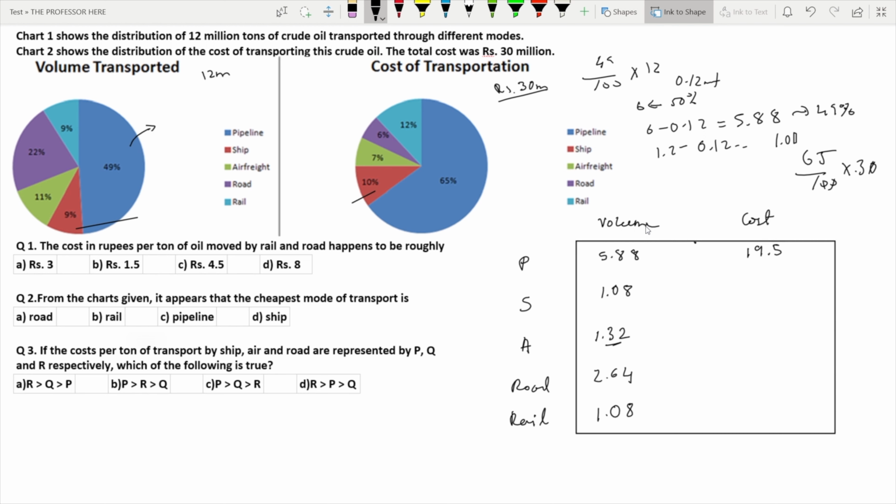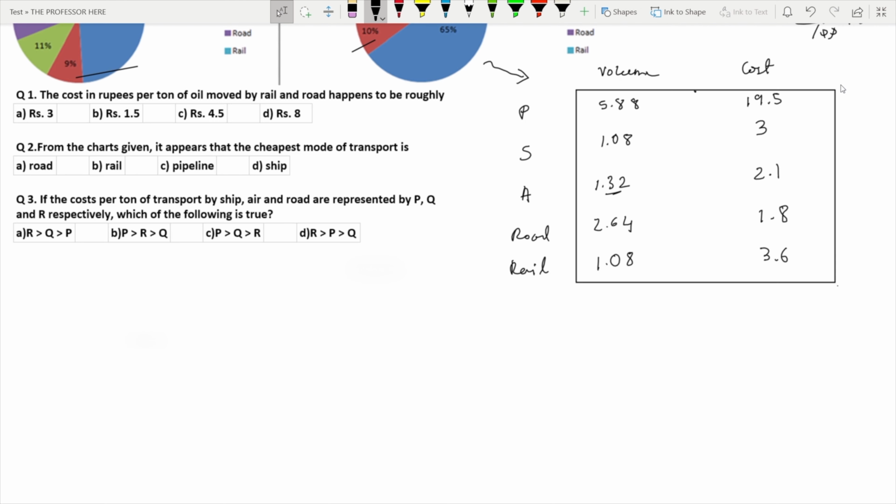10% of 30 million rupees is 3 million. For air freight represented by green color, it is 7%, which means 2.1. 6% means 1.8. Next one is rail, which is 12%. We have already found 6%, which is 1.8. So all you have to do is multiply it by 2. You will get 3.6. So now we have transferred all the data values from the two pie charts into this table. So we have filled up the table. Now let's try to solve the questions.